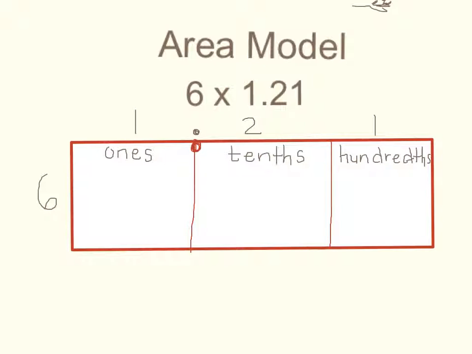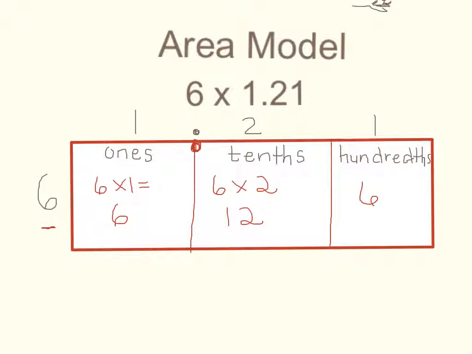We can look at this in the same way we used the area model, where we broke each of our digits into their place value. So if we had 6 times 1 and 21/100, we can show 6 as part of the area and 1 and 21/100ths and multiply 6 by each piece. So 6 times 1 is 6 ones. 6 times 2/10 is 12/10. And 6 times 1/100th is 6/100ths.